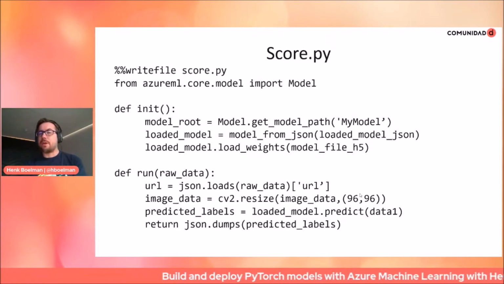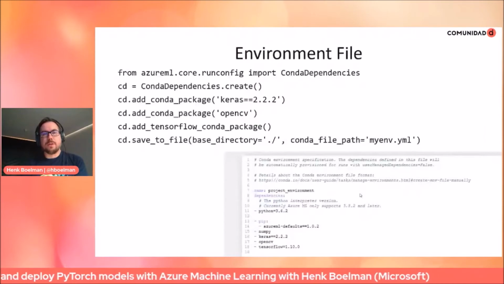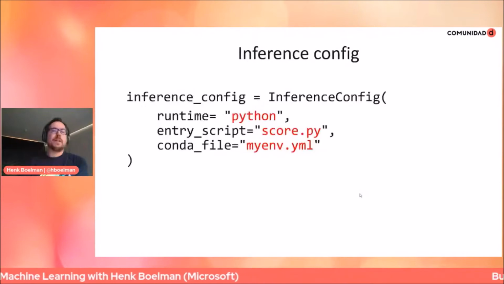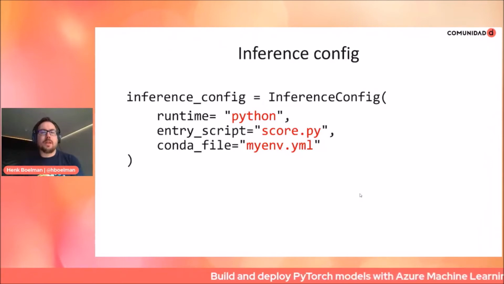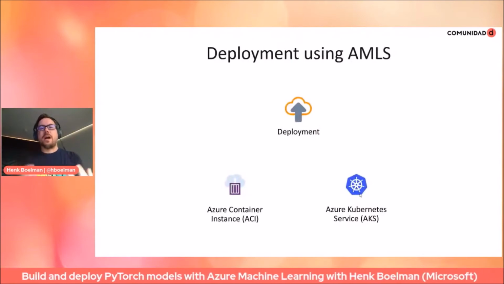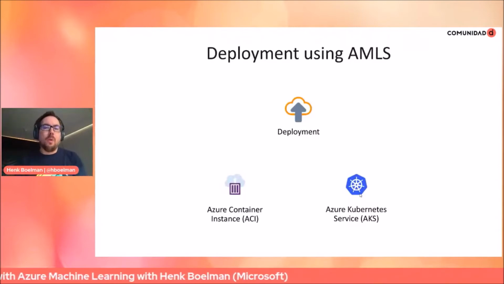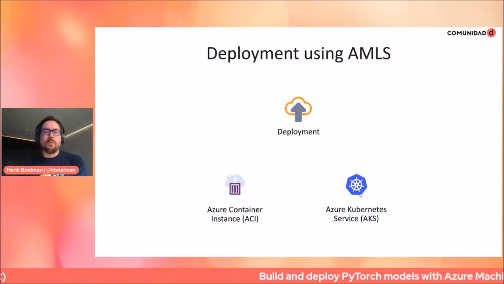The environment file is a conda environment file, where you just specify which packages you have to use. Then there's an inference config that combines what runtime it has to use, which entry script, scoring script it has to use, and which environment file. And with that inference config, you can start deploying it. So now we just need to specify how we have to deploy it and how that environment has to look. So we have the inference config, and now we're going to need a deployment configuration.